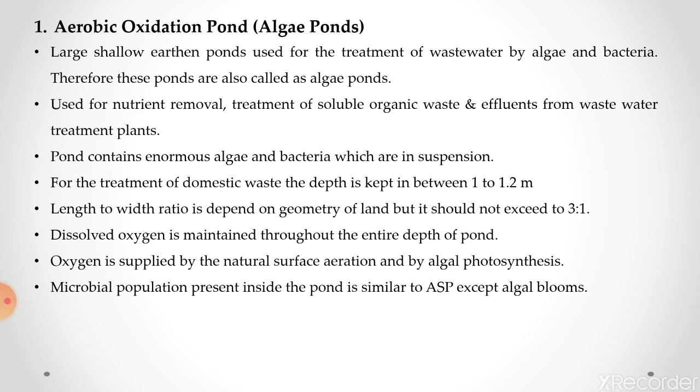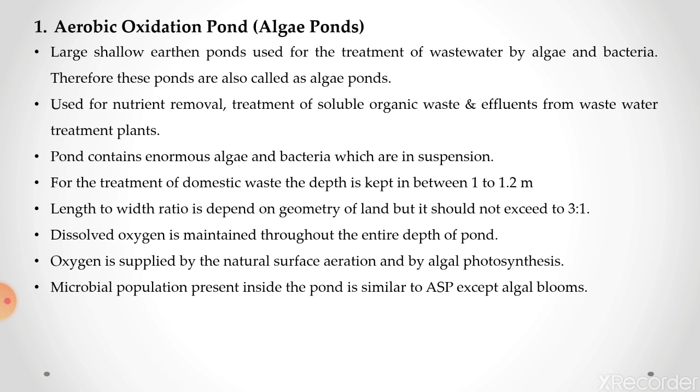Pond contains enormous algae and bacteria which are in suspension. For the treatment of domestic waste, the depth is kept between 1 to 1.2 meter. Length to width ratio depends on geometry of land, but it should not exceed 3:1. So if length is 3, then width should be 1. Dissolved oxygen is maintained throughout the entire depth of the pond. As we are using the word oxidation pond, it is very important that we should maintain the dissolved oxygen throughout the depth. Oxygen is supplied by the natural surface aeration and by algal photosynthesis.